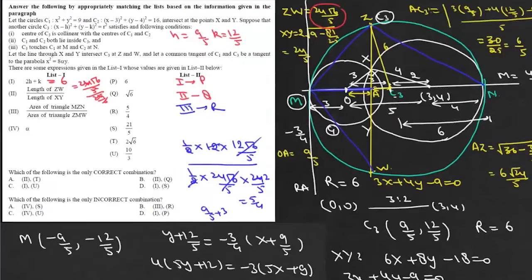So basically this fourth will match with U. Now which of the following is the only correct combination? Second T, 1U, second Q. So this is your option D. And which of the following is the only incorrect? Fourth S, so this A. 3R, 4U, and 1P. So the correct options are B and A.